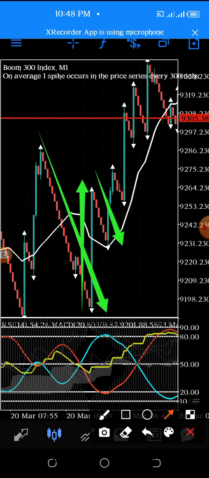Don't worry, I'm going to tell you more about this 21 moving average. This white line you're seeing is a very nice strategy. But let's do that next time, not today. Today we're just treating support and resistance zones, then these trend lines.